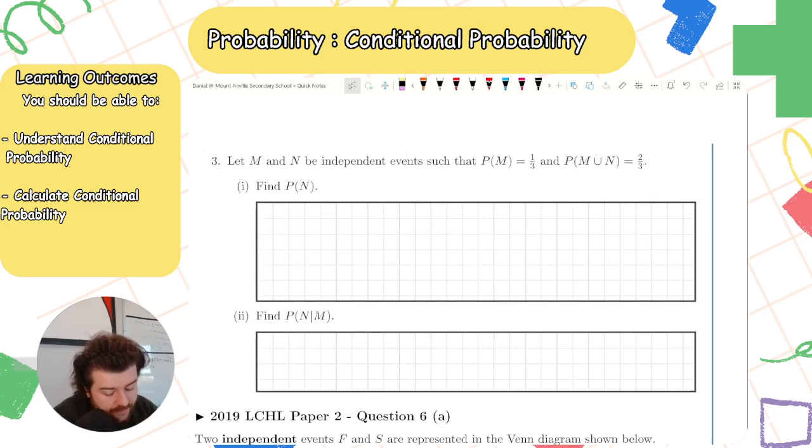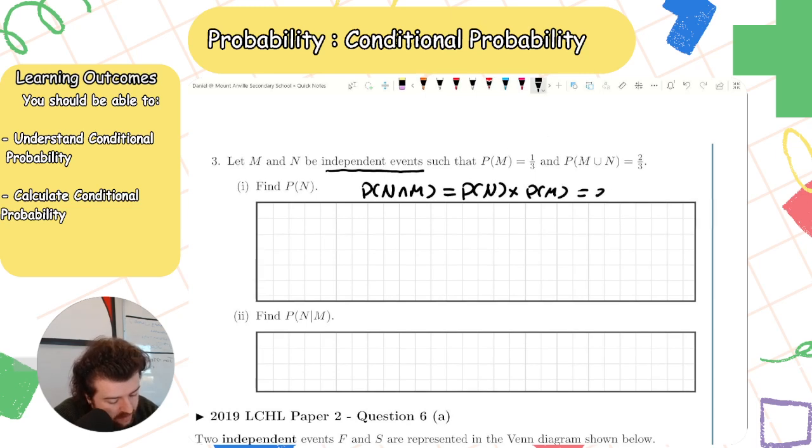So they are independent events. So I also need now to know the intersection of these events. But I know that'll be probability N times probability M. And I'm just going to say the probability of N is x. And I'm going to multiply that by 1/3. x times 1/3. Right, so 1/3 x.